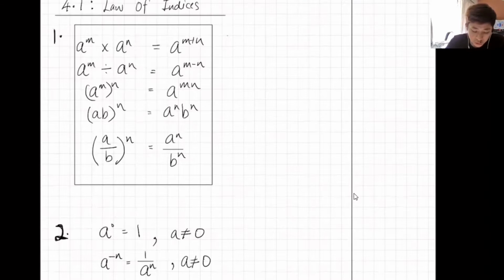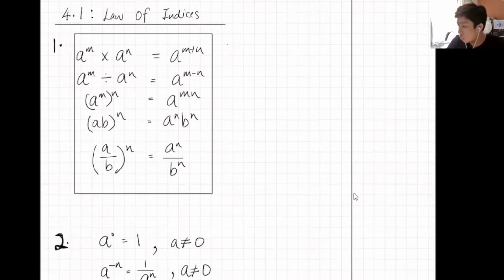First of all, the first law of indices that I'm going to teach you is this: a to the power of m times a to the power of n equals a to the power of m plus n. When we look at this, we spot a few things. We spot that a is repeated twice, and it's a multiplication. And then we spot that this is m, this is n.